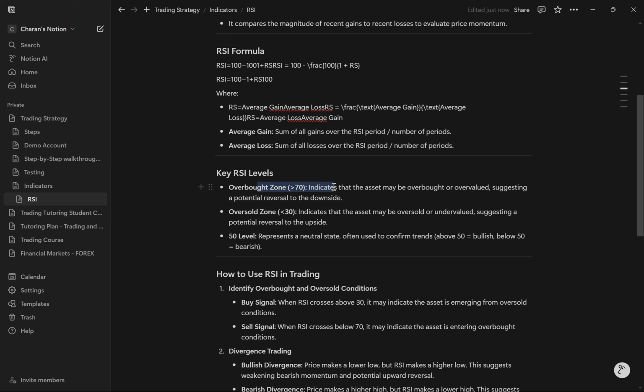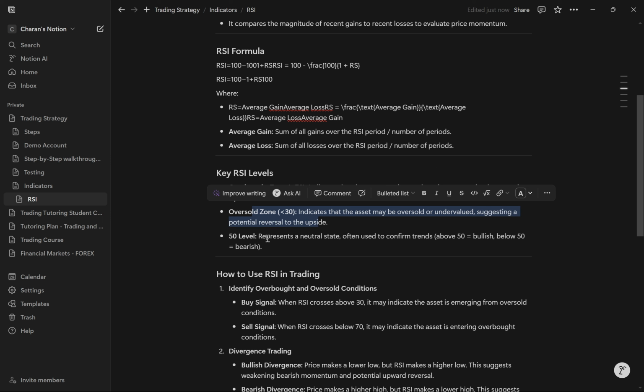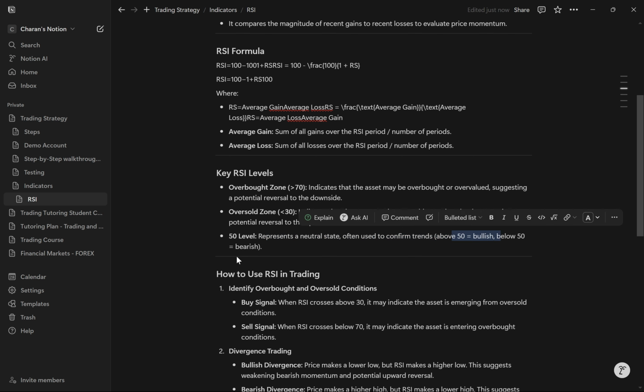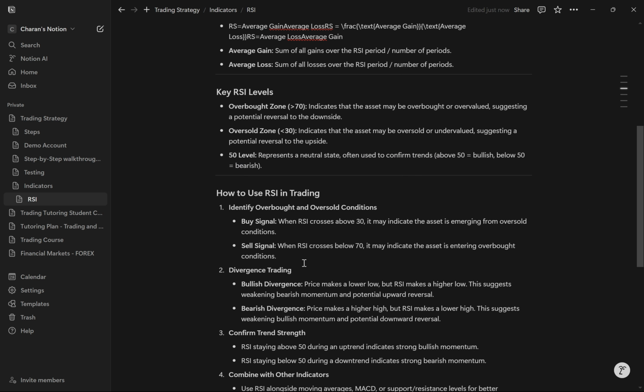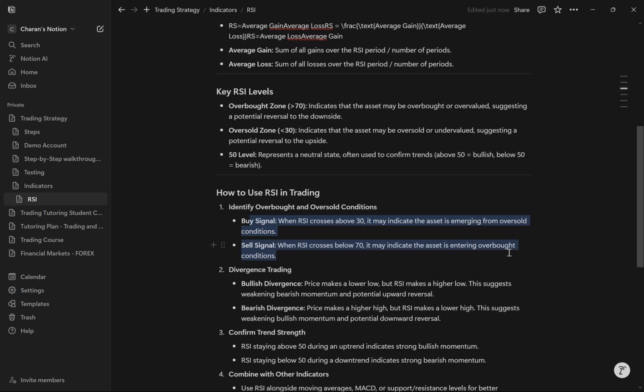The overbought zone is greater than 70, which indicates that the asset may be overbought and overvalued, suggesting a potential reversal. The oversold zone indicates the asset might be oversold or undervalued, suggesting a potential reversal to the upside. 50 represents a neutral state, often used to confirm trends: generally above 50 is bullish and below 50 is bearish. How to use RSI in trading? To identify overbought and oversold conditions: when RSI crosses above 30, it indicates the asset is emerging from oversold conditions, and when it crosses below 70, it may indicate the asset is entering overbought conditions.